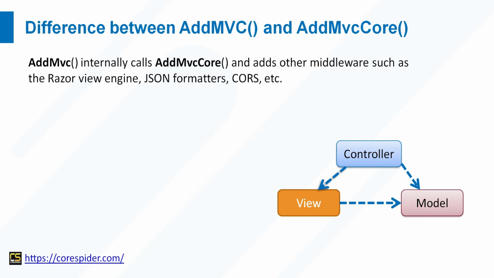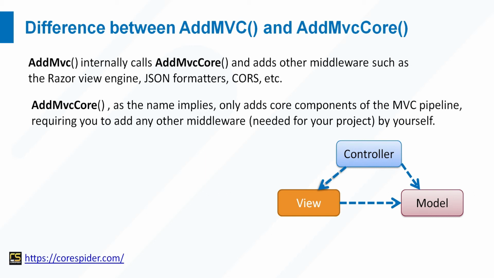AddMvc internally calls AddMvcCore and adds other middleware such as the Razor View Engine, JSON formatters, CORS, etc. In our upcoming videos, we will go through the details about the Razor View Engine, JSON formatters, CORS, and more. Whereas AddMvcCore, as the name implies, only adds the core components to the MVC pipeline.